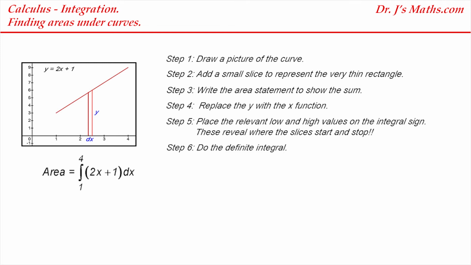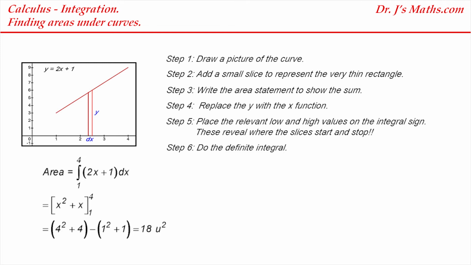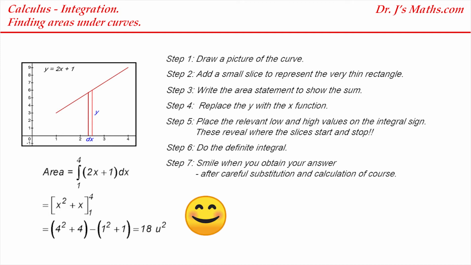We do the definite integral. So we get x squared plus x. And outside of square brackets, we write the 1 and the 4 for the starting and stopping points. And then we substitute and we find that we get 18 units squared. So then step 7 is simply smile when you obtain your answer, because we've been very careful with our substitution and calculations.